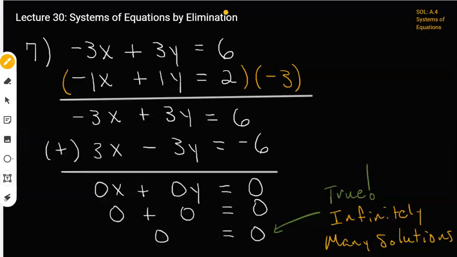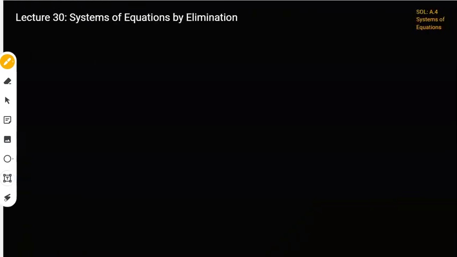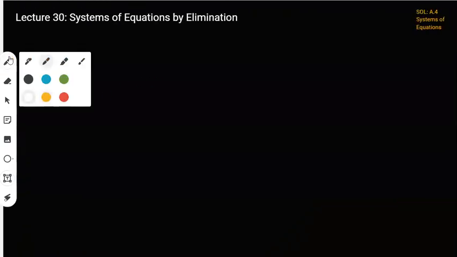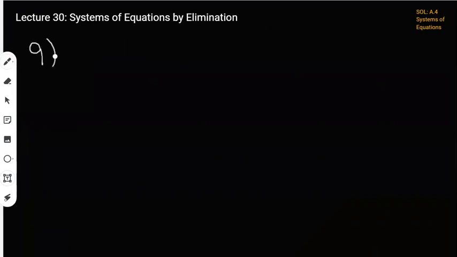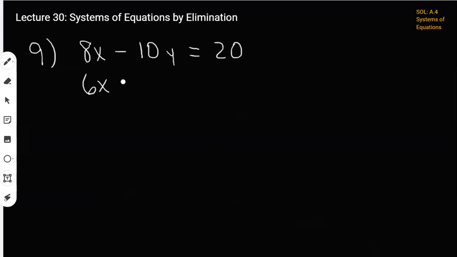Okay, let's do the last one that we're going to talk about today, number 9. Number 9 says 8x minus 10y is equal to 20. And then the bottom equation is 6x minus 7y is equal to 18.